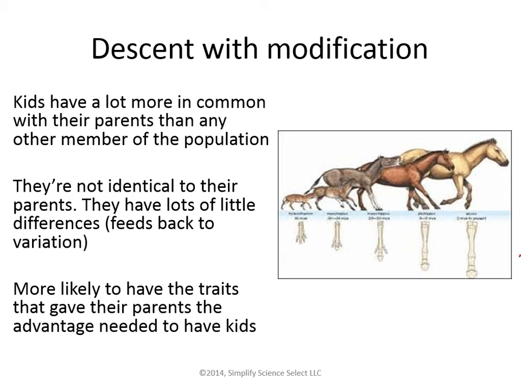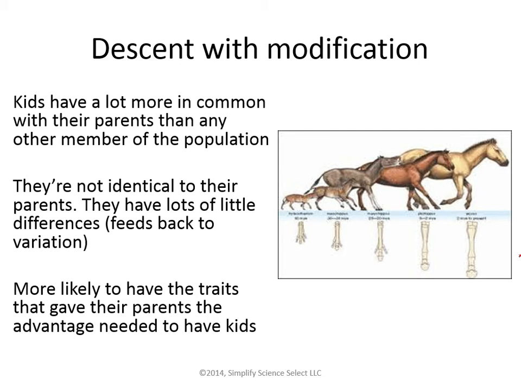Our fourth point, descent with modification. What that means is that kids have a lot more in common with their parents than any other member of the population. If you look at all the people you go to school with, they're similar to you because they're humans. They have a lot in common with you, but they don't have quite as much in common with you as you have with your parents.